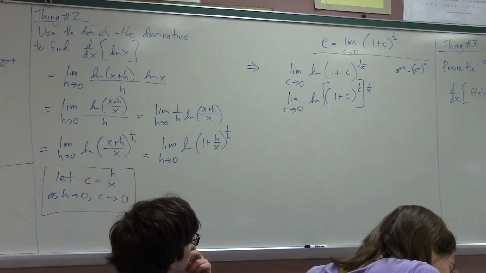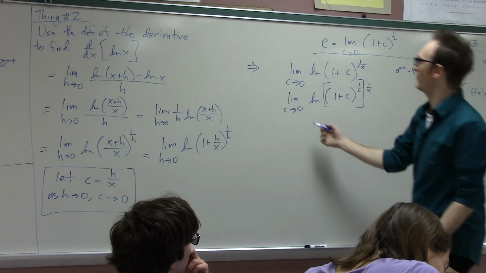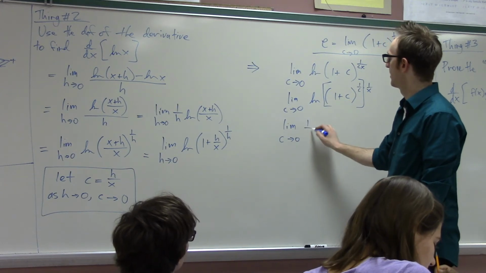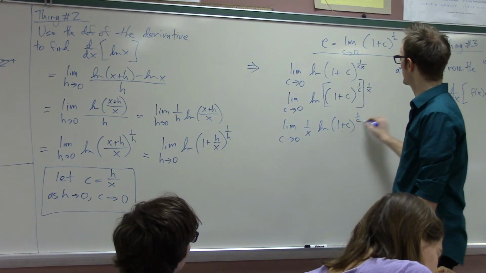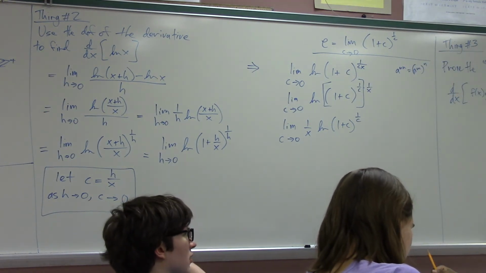Cool. Bring down the 1 over x. Now we can use a log rule, bring down the 1 over x. So we have the limit as c goes to 0 of 1 over x times the ln of (1 plus c) to the 1 over c.